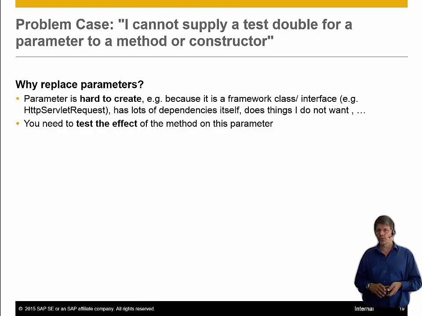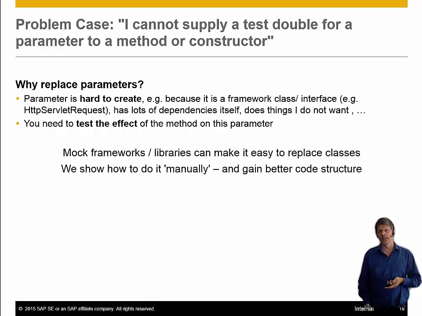Another reason why you would want to replace the parameters is if the class or the method you want to test does something to them. For instance, you pass in a logger, but you want to see, does it do the right thing? Well, then you want to pass in a test double to make sure that actually a certain log call was made, in case you want to test that. So you need to test the effect of the method on this parameter, and that's called the spy. Spy, because the test double spies on what's supposed to happen. It's recording, and then you can ask the spy later, did this thing happen?